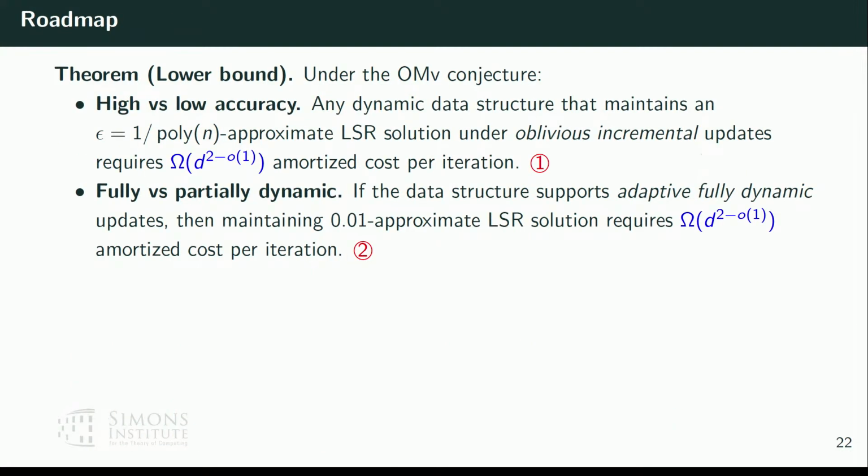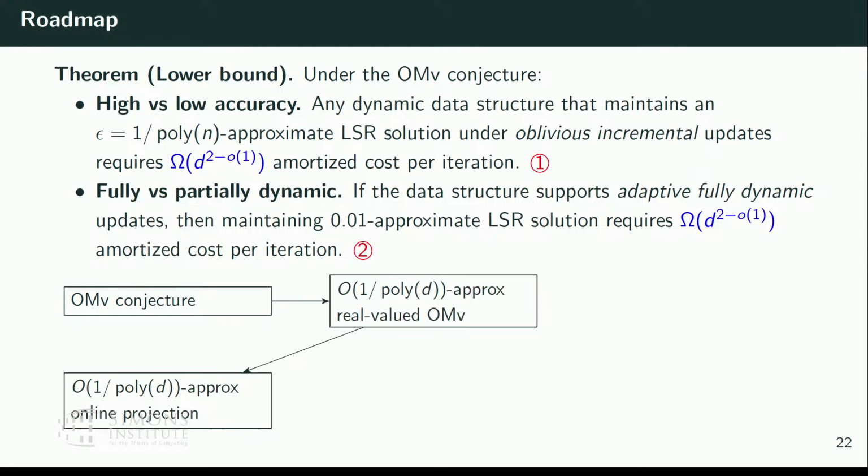Okay, so next, let me show you a roadmap of how we prove our lower bounds. We start from the OMv conjecture that says this OMv problem will need d squared time. We first reduce it to an OMv problem for real valued matrices that allows a 1 over polynomial approximation error. And we also reduce it to a projection version, where the matrix is some projection matrix. But this is not very important.